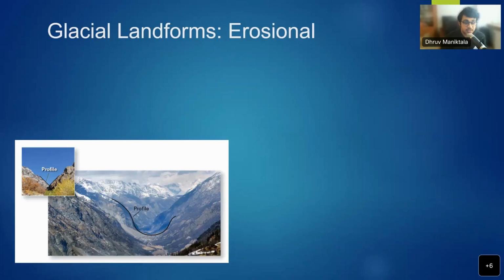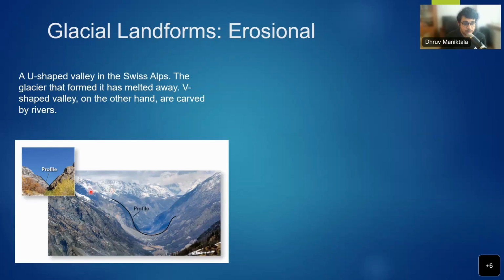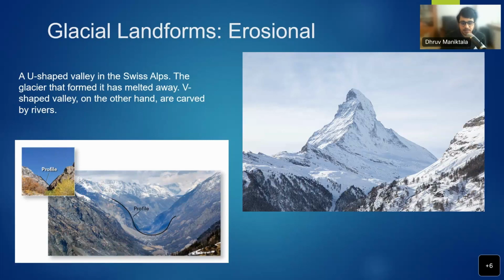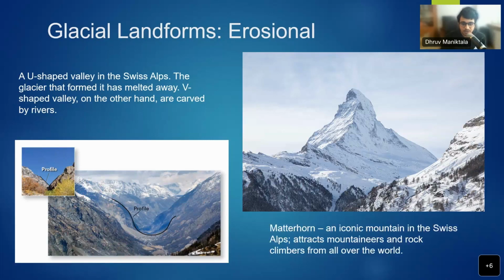Here you can see some images from the Swiss Alps of a U-shaped valley. Here's also a profile. These are made by glacier movement. And this one, the small V-shaped profile, is mostly formed by flowing rivers. And here's the image of the famous Matterhorn in the Swiss Alps. It is also very famous among rock climbers and the climbing community or hikers. People from all over the world visit this place.